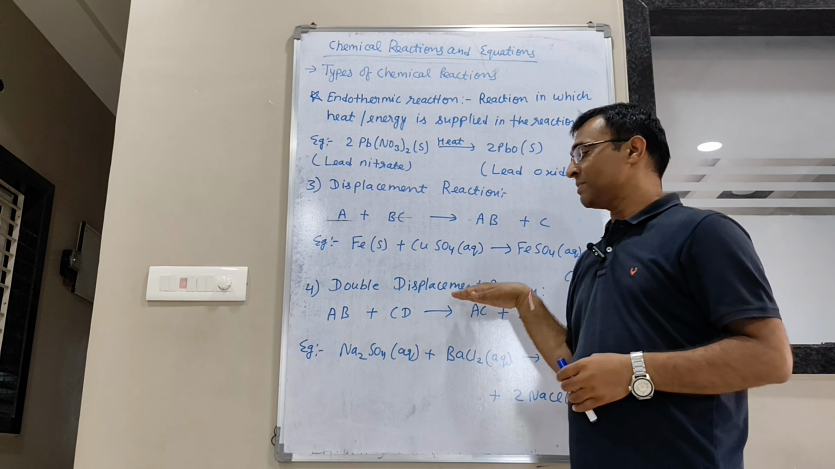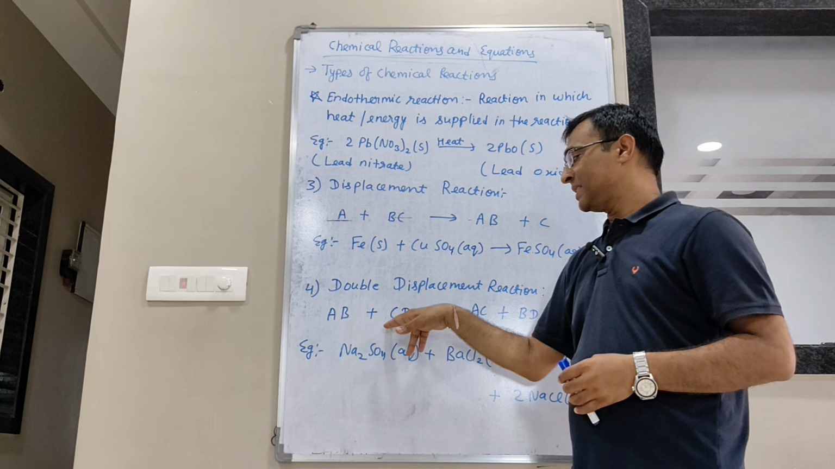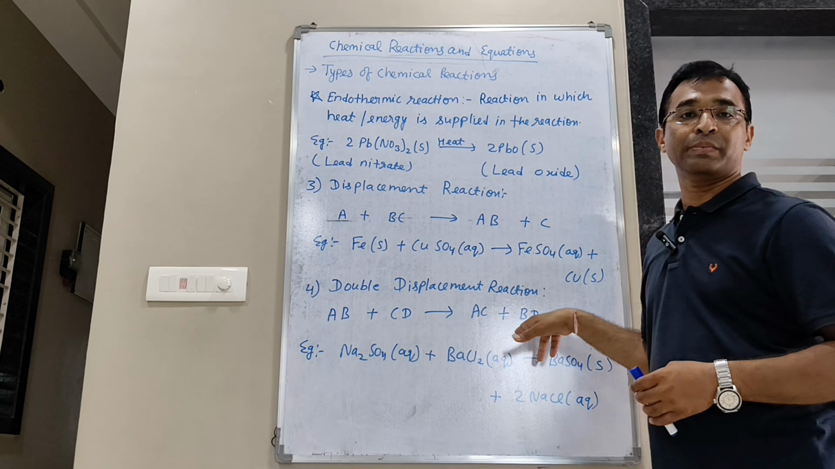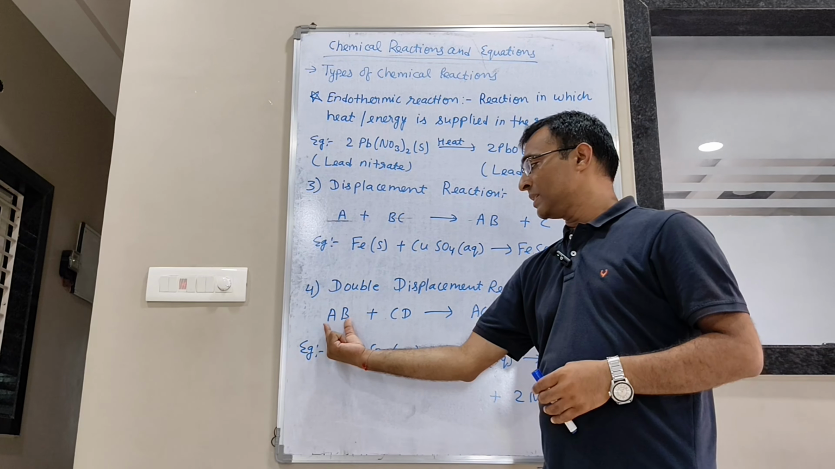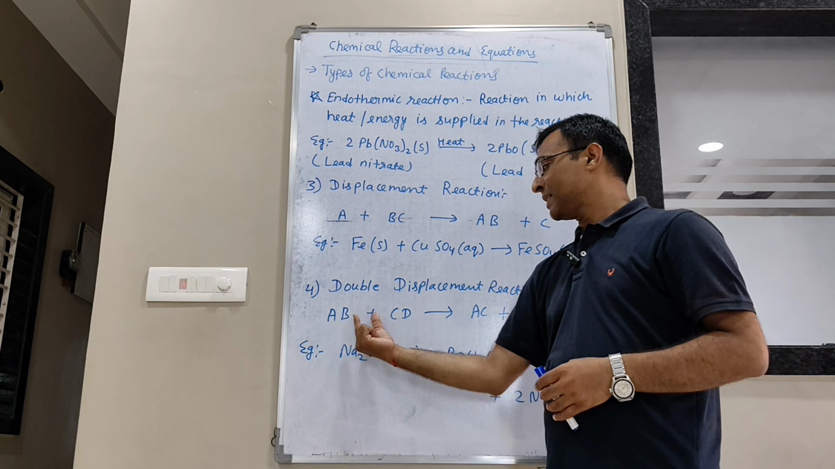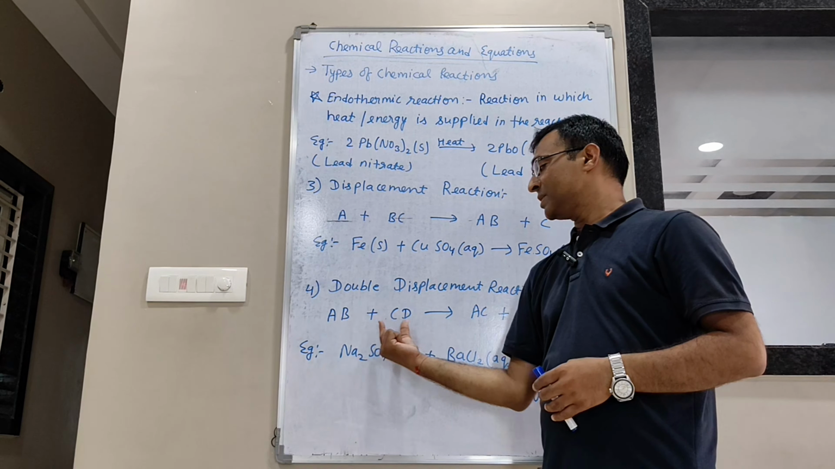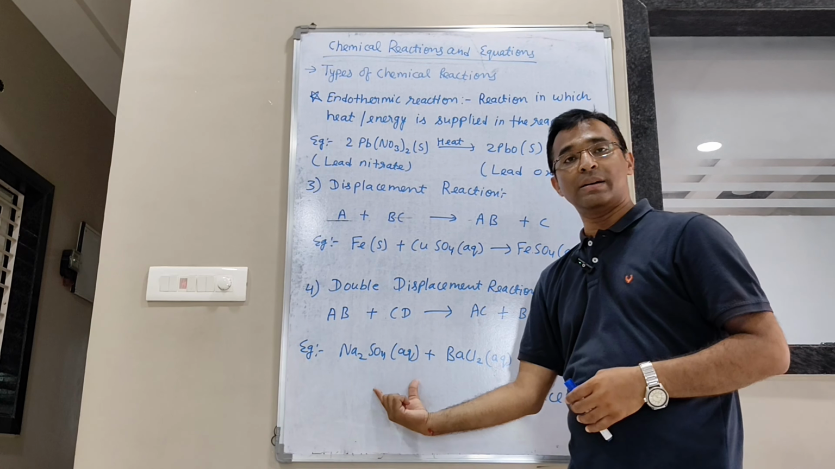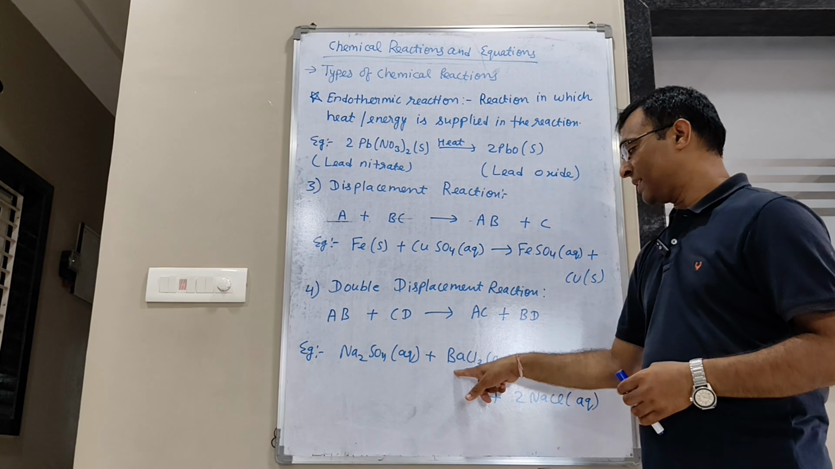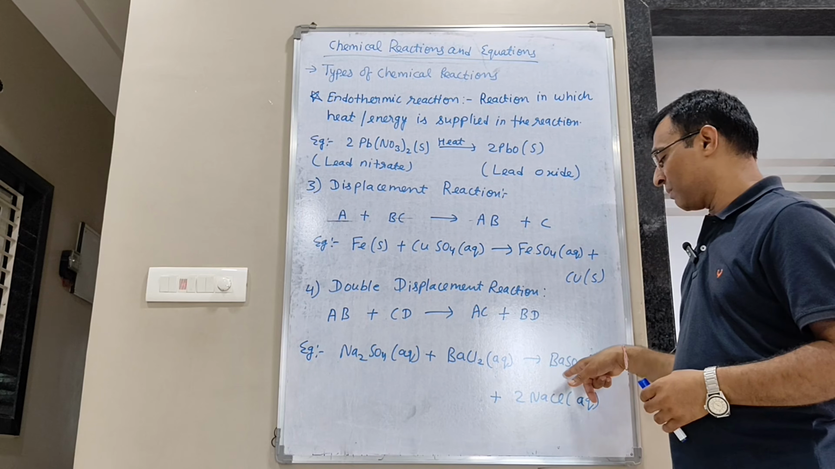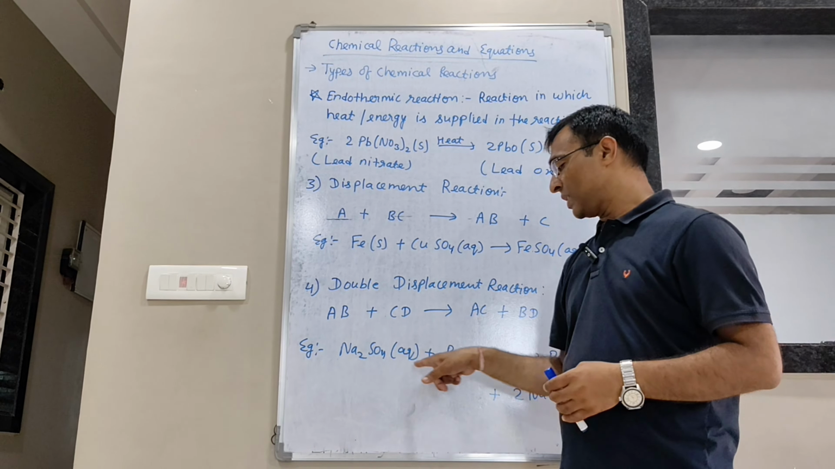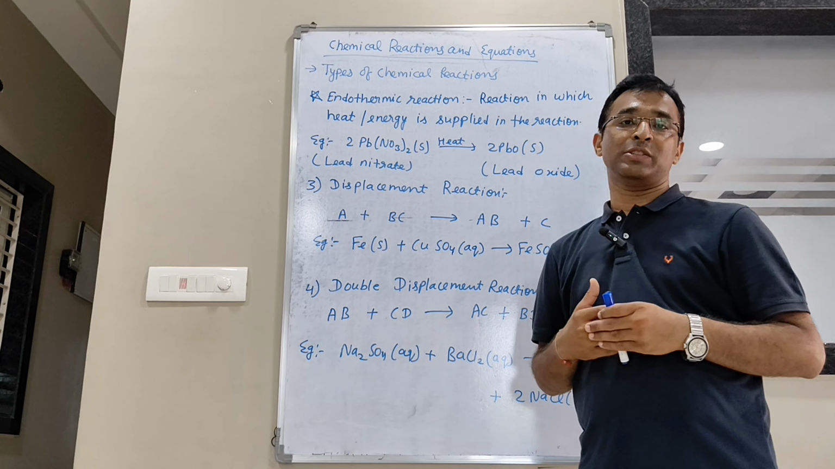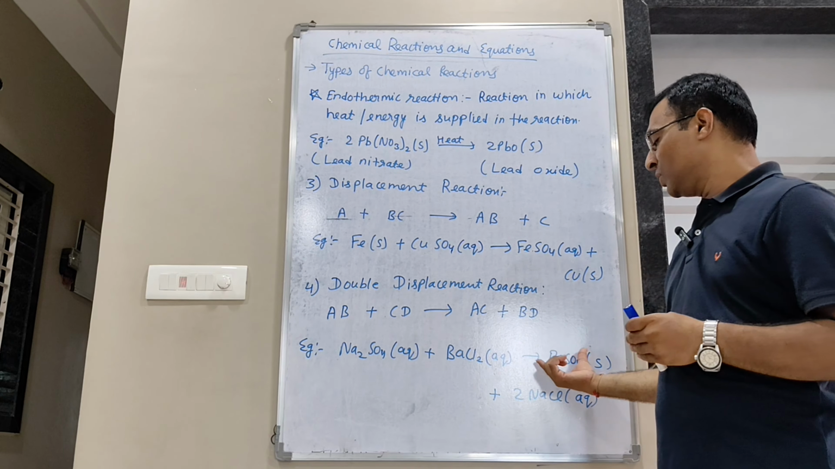Next, the double displacement reaction: AB plus CD react to give AC plus BD. Here AB is displacing CD and CD is displacing AB. Double displacement is happening. Let's take an example. Na2SO4 reacts with barium chloride to form BaSO4 and NaCl. If you see, Na2SO4 and BaCl2 both get displaced between them and two new products are formed.